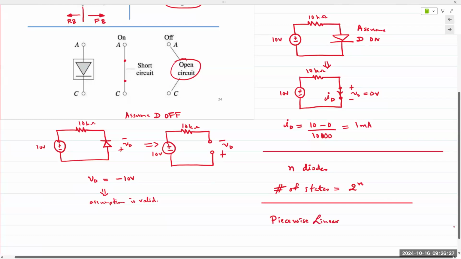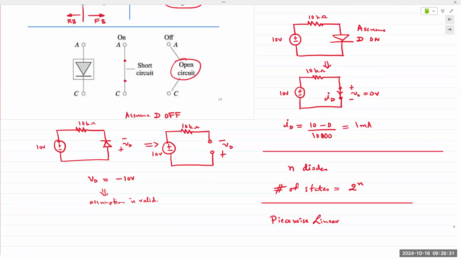The nonlinear characteristic as a whole, but we break it up into two different pieces, forward bias and reverse bias, and both pieces have a linear relationship. Hence, it's also known as piecewise linear.